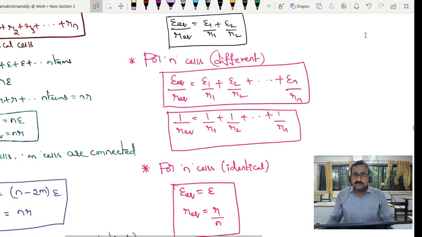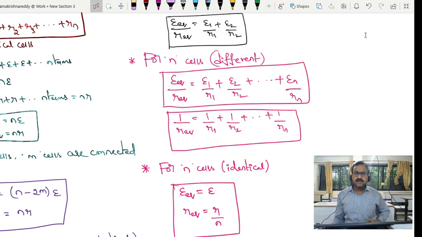But for n cells, these are different cells now. E equivalent by R equivalent is equal to how much did you write? E1 by R1 plus E2 by R2 plus so on, plus En by Rn. And 1 by R equivalent, because n resistors are connected in parallel combination, the same thing will be applicable here. But remember, when n identical cells are connected in parallel combination, what is the equivalent EMF we are getting? The same thing you studied there.